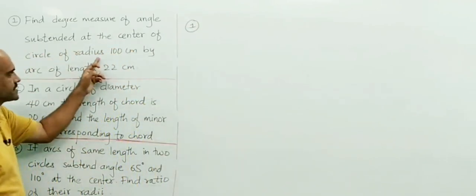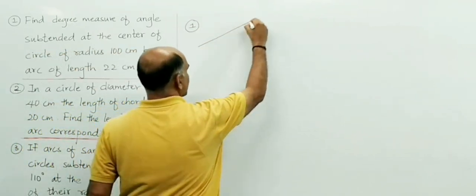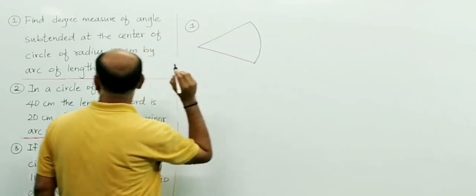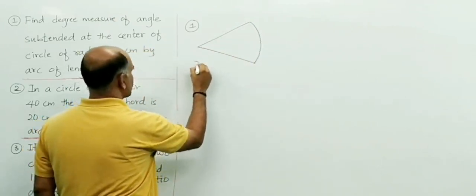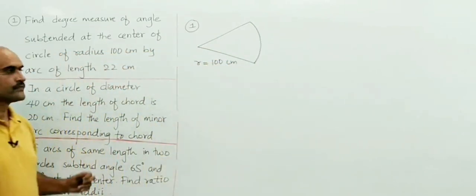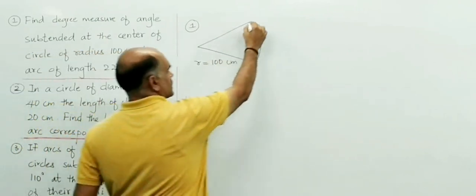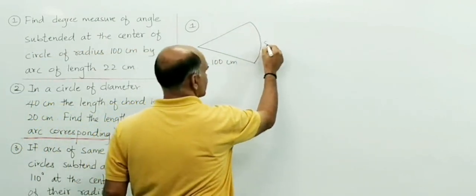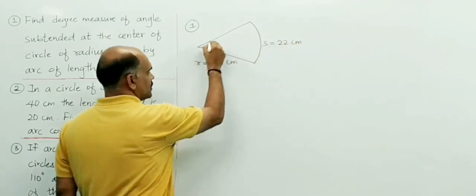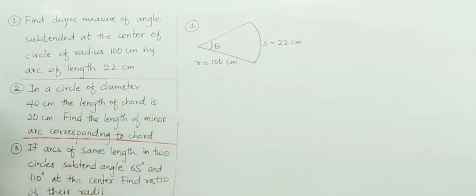So radius he has given, length of an arc he has given. Just a rough figure I will be drawing. He has given r is equal to 100 centimeters. He has given the arc length, 22 centimeters. You are required to find the angle made at the center. You are required to find theta.